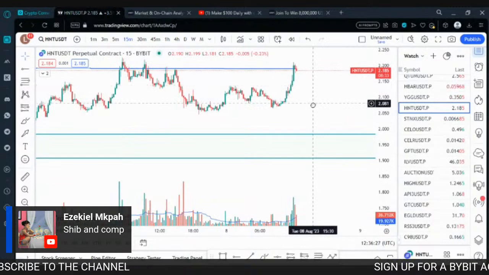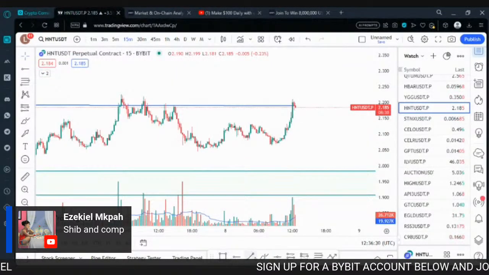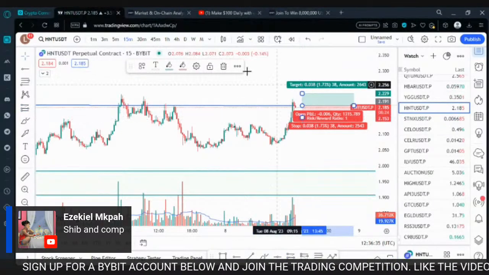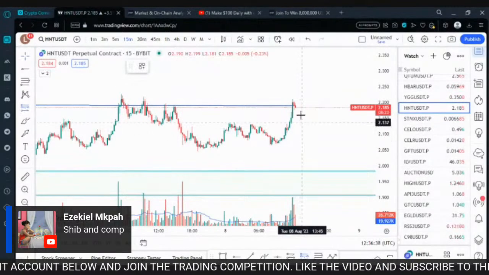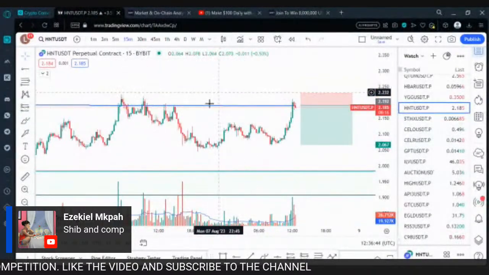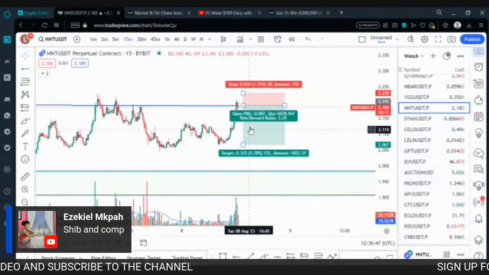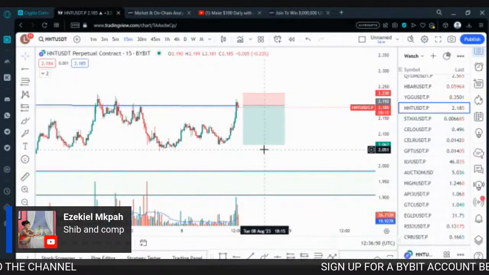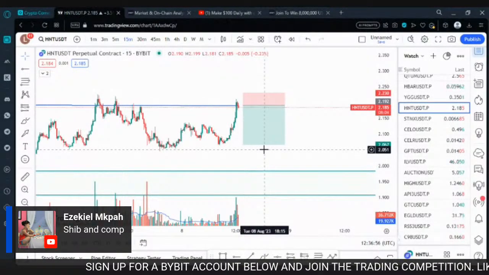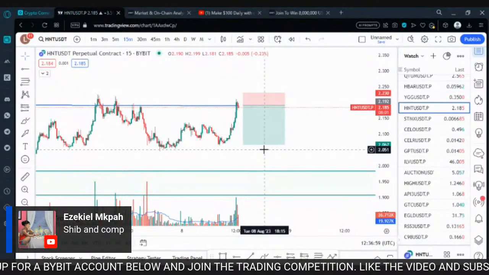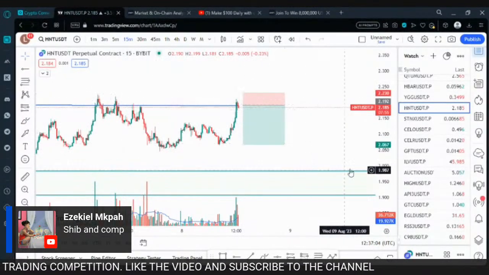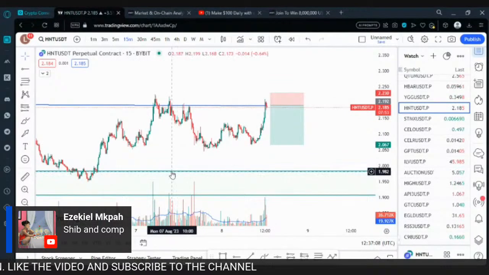So just a quick scalp. We are not expecting too much in profit. I'm sorry, that should be a short trade. A quick scalp, we take profit down there and we are done. So that is for HNT. We can re-enter the trade again and again if it continues to go like this.